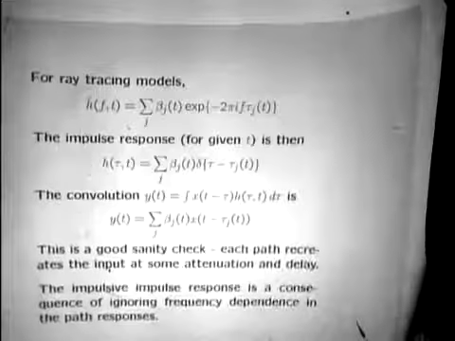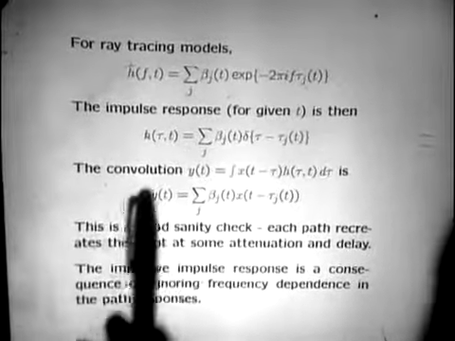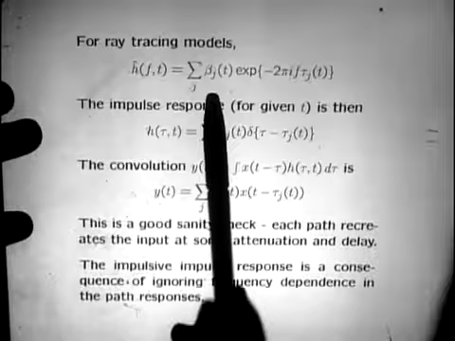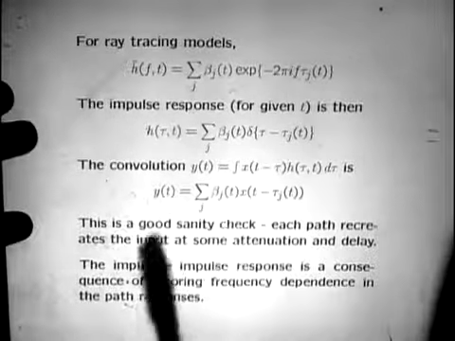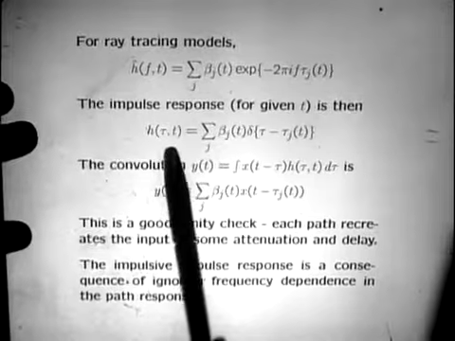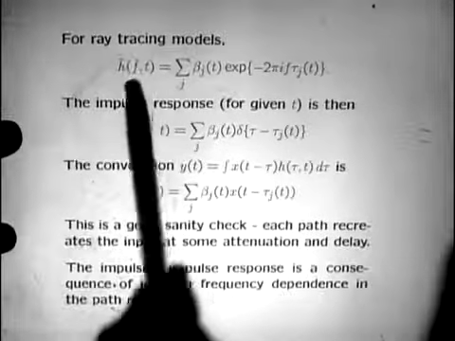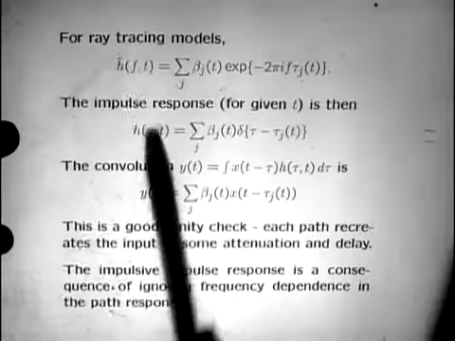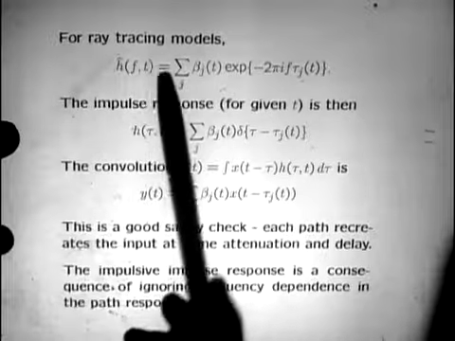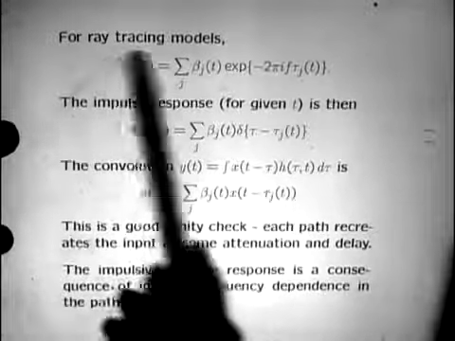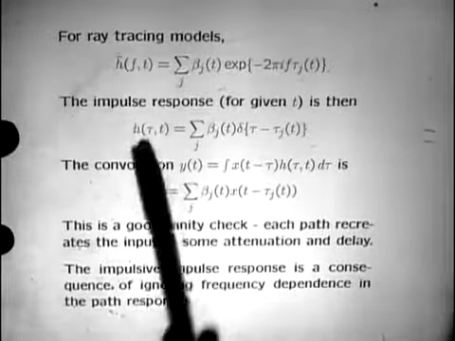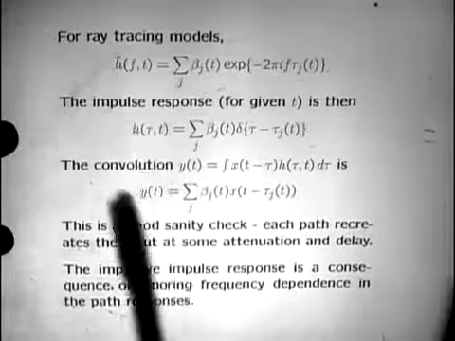For these ray tracing models we were looking at, the system function is a sum of terms. It's a sum of attenuations times phase change terms. If we take the inverse Fourier transform of this, remember, we're taking the inverse Fourier transform on f and putting in a tau. So we're taking this inverse Fourier transform for a particular t. We have a function of f and of t. We take the inverse Fourier transform with respect to f and get a tau here. This then becomes this quantity here. How do I interpret that?